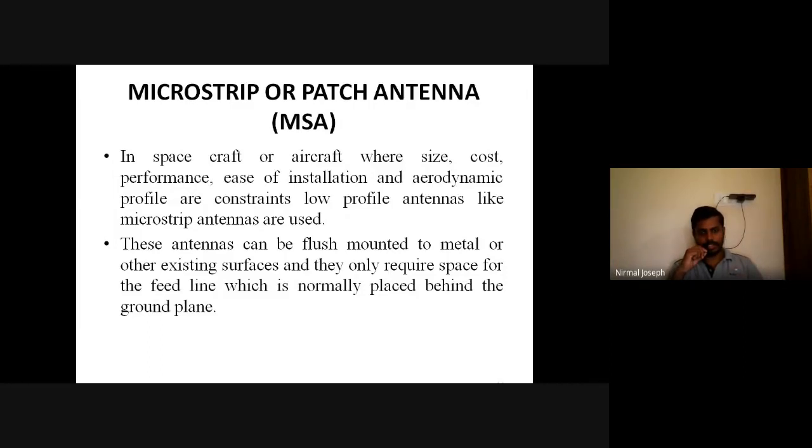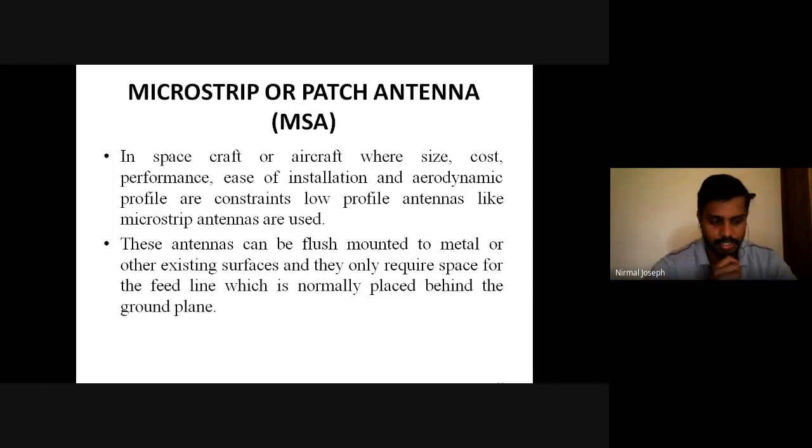Microstrip antennas. And there is one more very common area where these microstrip antennas are used. That is left to you. You can think and come to a conclusion. There is one more area where size matters. There also these microstrip or patch antennas are used very widely. That also you can think, research and find out.